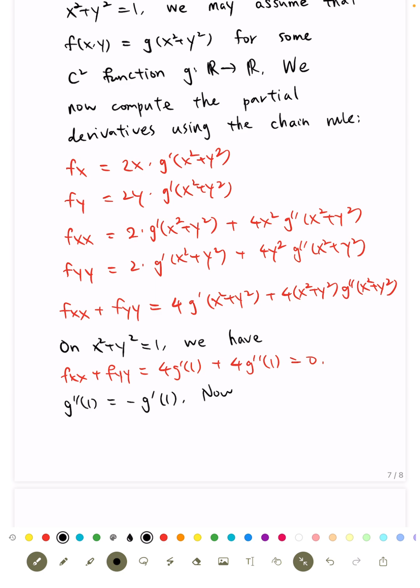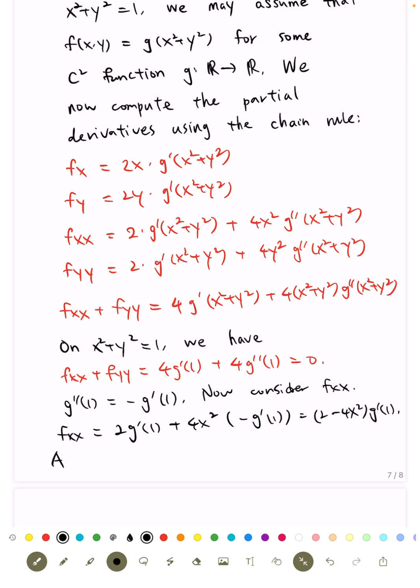Now we consider fxx. fxx is now 2 times g prime of 1 plus 4x squared times minus g prime of 1, which means it's 2 minus 4x squared times g prime of 1. Therefore, at plus or minus 1 over square root of 2, plus or minus 1 over square root of 2, at these 4 points, fxx is equal to 0, because 2 minus 4 times 1 over square root of 2 squared is 0. So it is a contradiction. And that's the end of problem B.